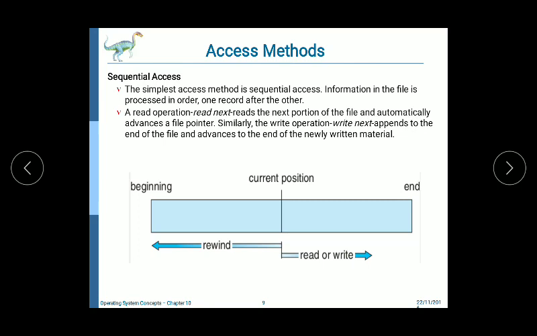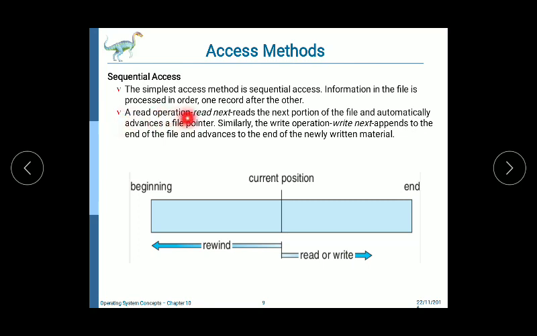So the first one, let us discuss sequential access. It is the simplest access method, which is called sequential. Information in the file is processed in order, one record after the other. This mode of access is by far the most common. For example, editors and compilers usually access files in this fashion.